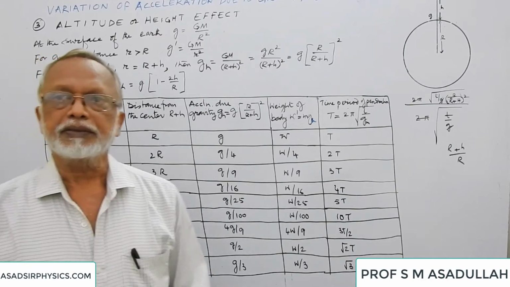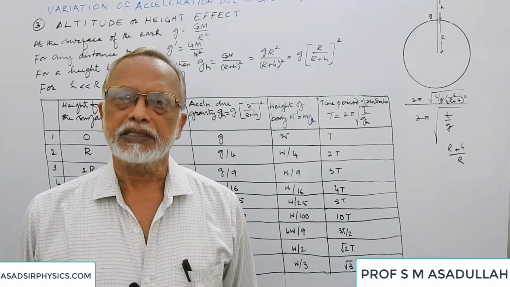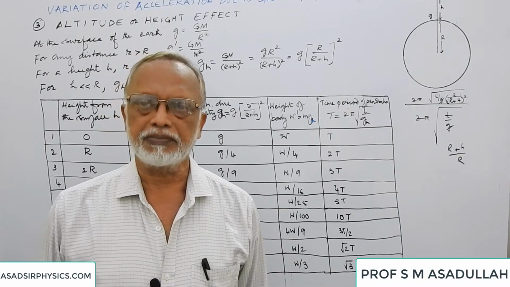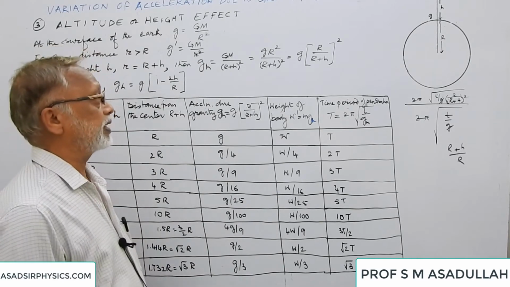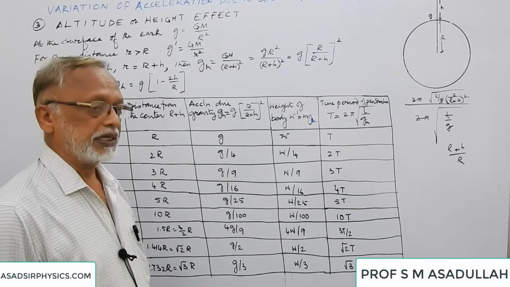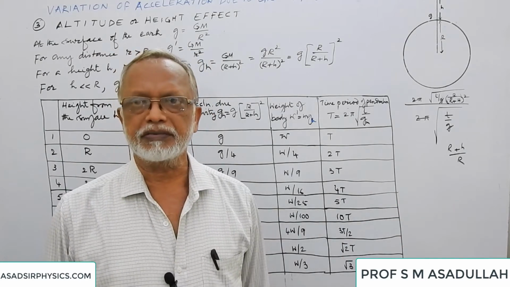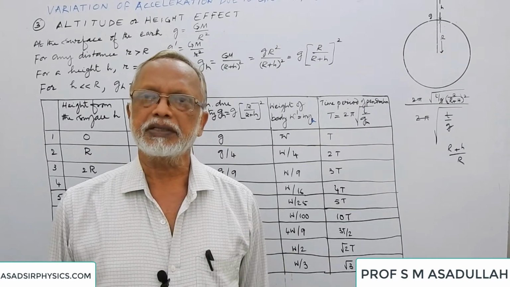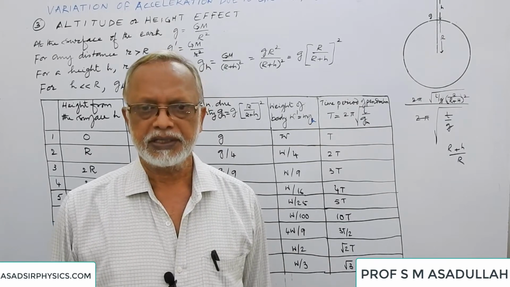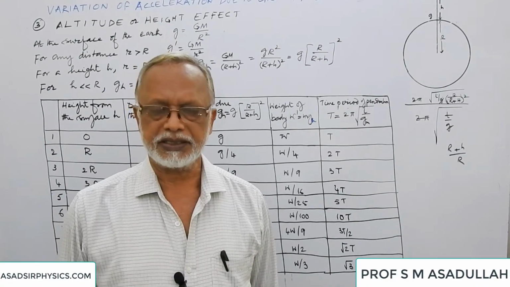The third factor influencing the acceleration due to gravity is the altitude or the height of any place. The acceleration due to gravity decreases as we move away from the surface of the earth. As we move to higher altitudes, the acceleration due to gravity decreases. Let us see in what fashion it decreases.